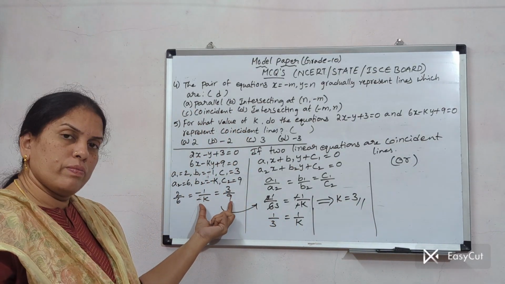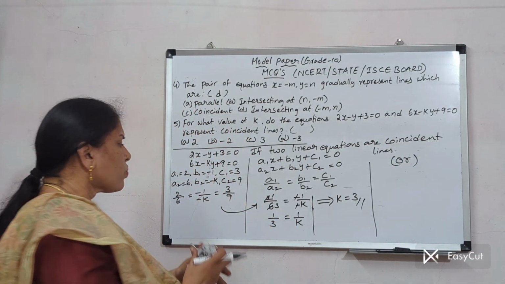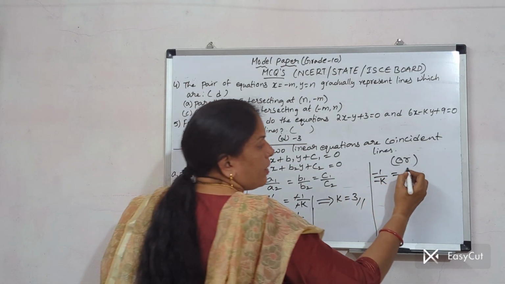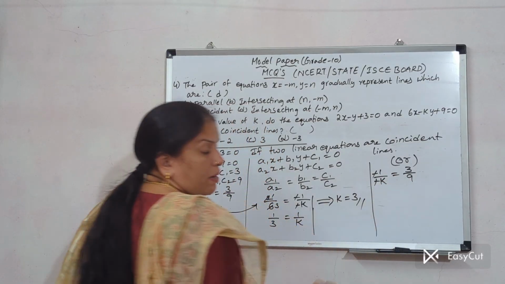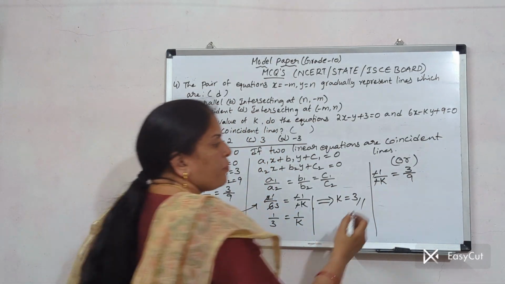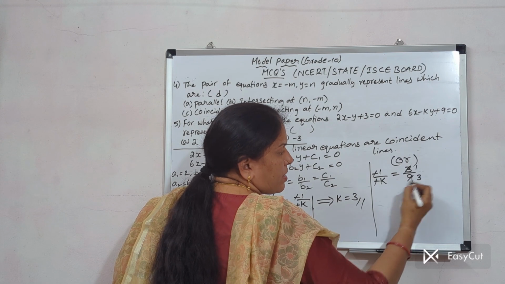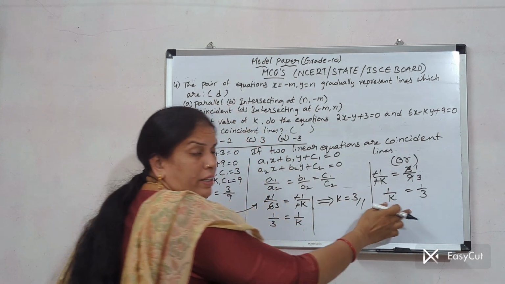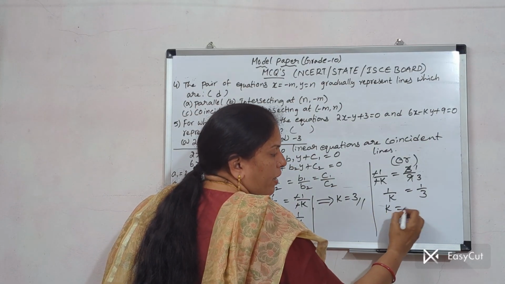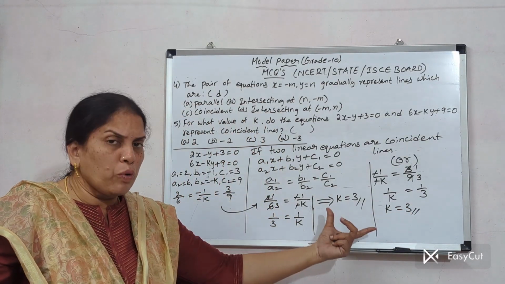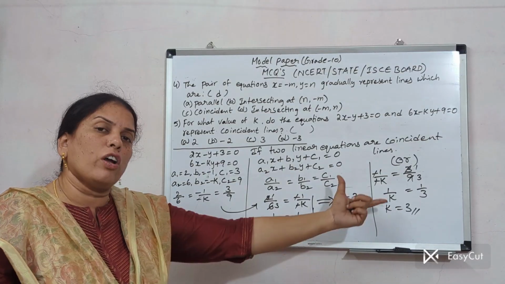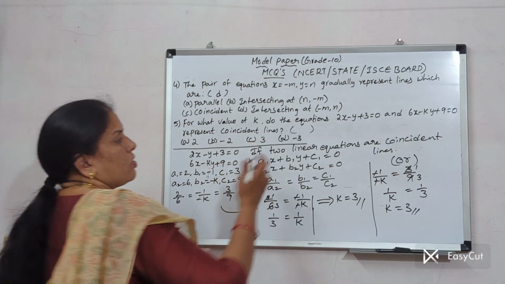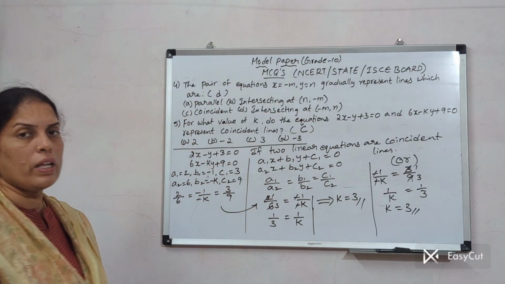Or, see here, I am taking these two ratios. Minus 1 by minus k equal to 3 by 9. Minus into minus is plus. 1 by k, 3 ones are 3, 3 threes are 9. 1 by k equal to 1 by 3. Numerators are same, so compare the denominators. So what is the value of k? 3. Both are same. Compulsorily both will be the same. You will get the same answer. You can follow anything, ma. So what is the right option? 3. Where is 3 here? C. So the answer is C. We will go to the next question.